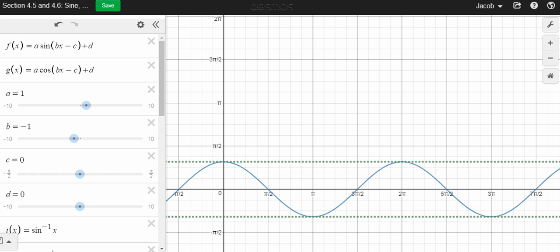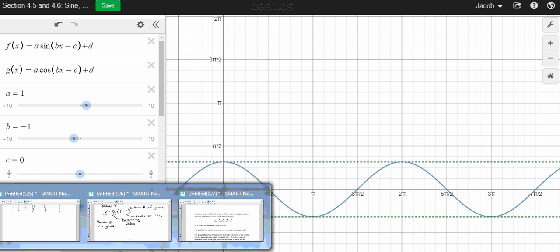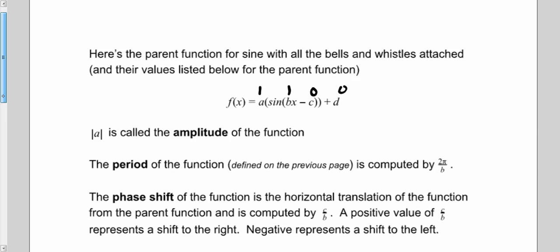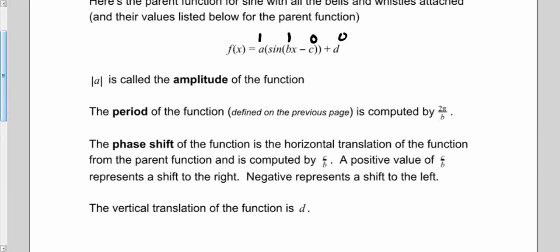Now, back to my notes so I can get my bearings. All right. Absolute value of A, it's called the amplitude. The period of the function, we know what it is graphically, right? It's that length before it starts repeating itself. But I compute it by taking 2 pi and dividing it by my b value. 2 pi divided by b. That gets me the period.